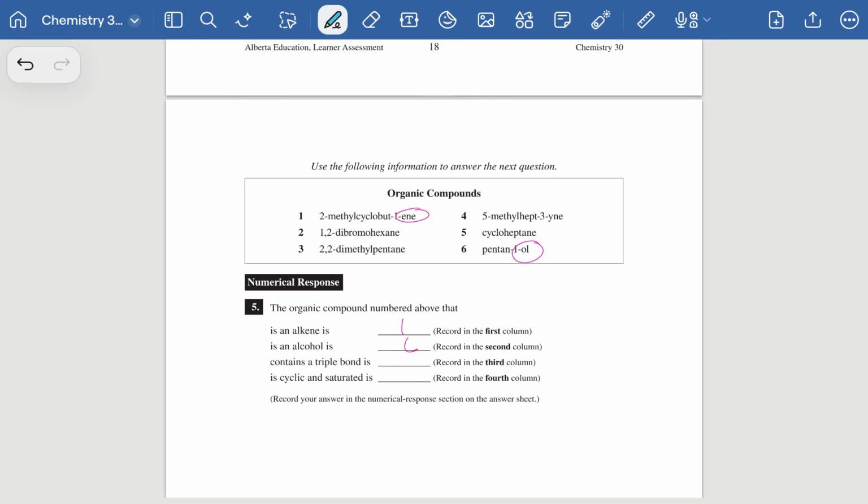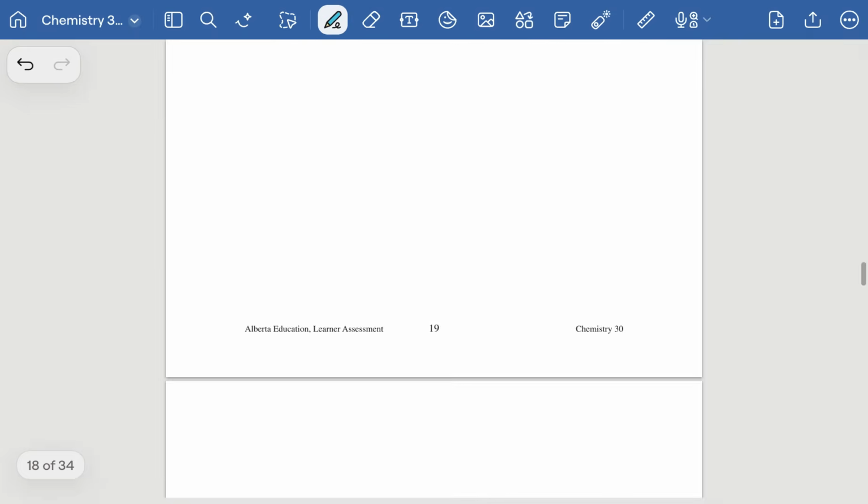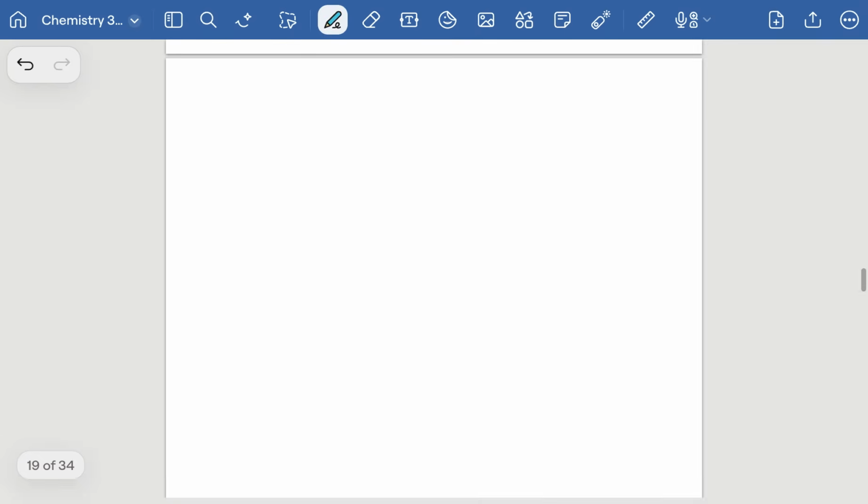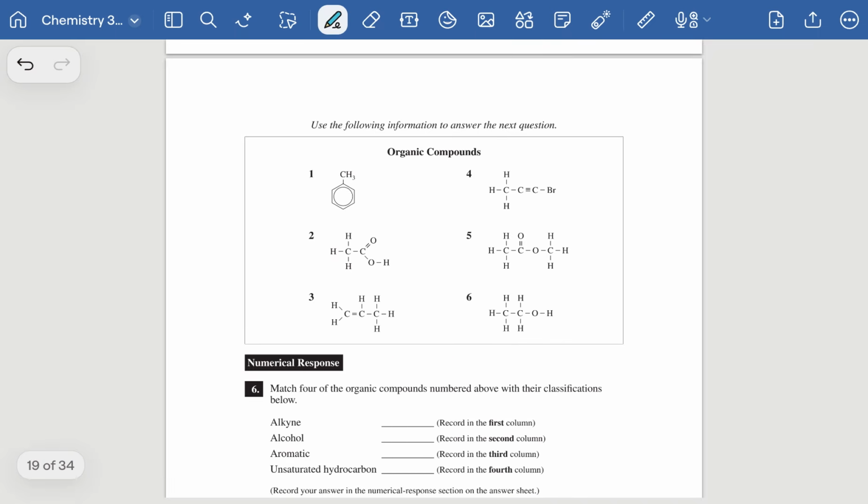Triple bond ends in YNE, so number 4. Cyclic, you need to see the word cyclo, and saturated has to end in ANE, so number 5. So again, just knowing your theory, these questions, hopefully you'll find nice and easy. Let's look at our next one. Kind of the same idea, more theory.